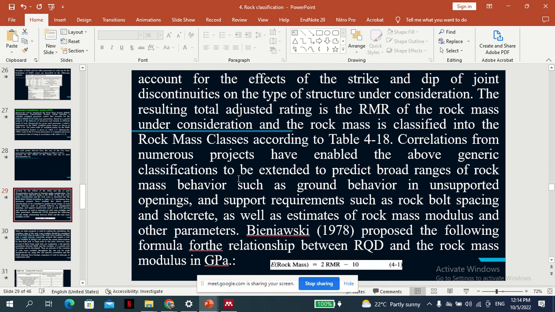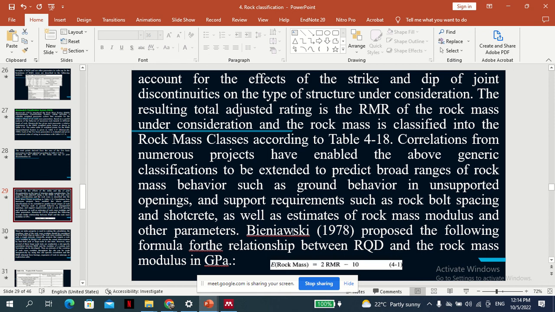Correlations from the numerous projects have enabled the above generic classification to be extended to predict broad ranges of rock mass behavior, such as ground behavior in unsupported openings, and support requirements such as rock bolt spacing and shotcrete, as well as estimates of rock mass modulus.